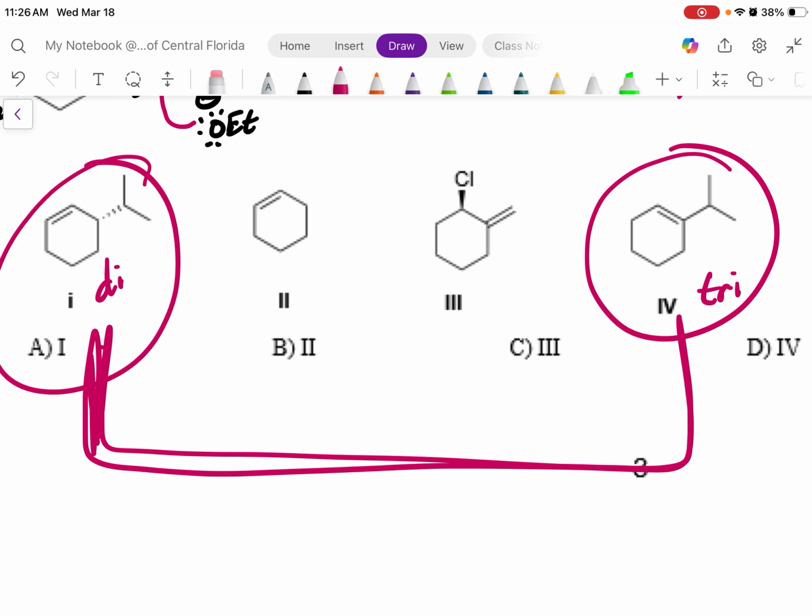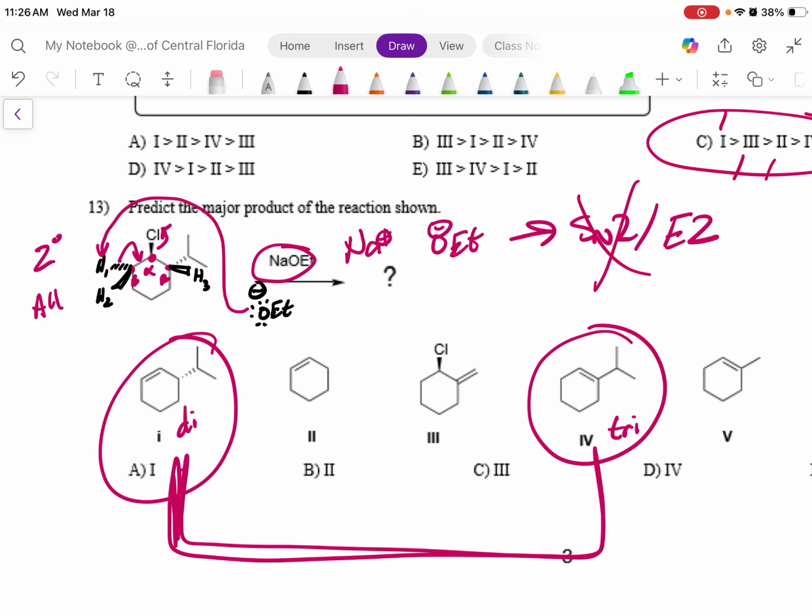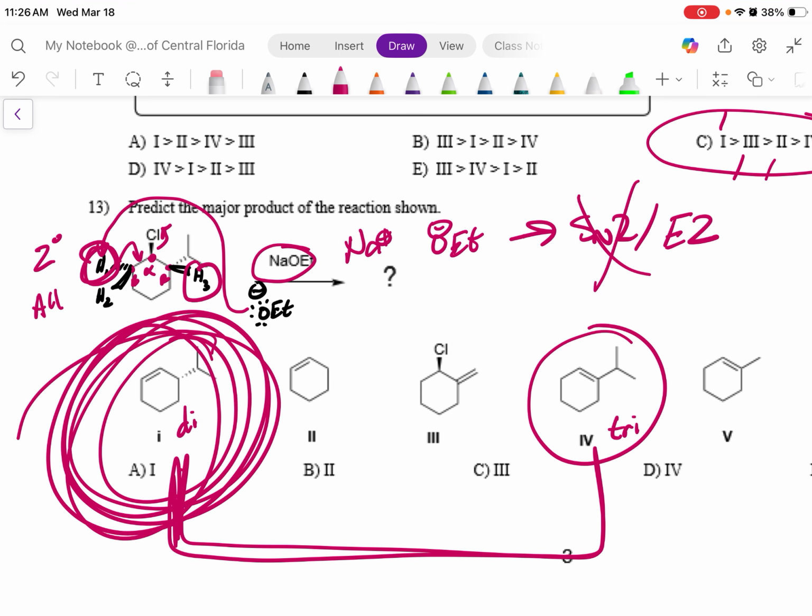But compound 4 is only possible in this particular situation if H3 was a dash and the isopropyl would be a wedge. But it's not. So the only possible hydrogen that can be attacked is H1, which gives us this as the only product.